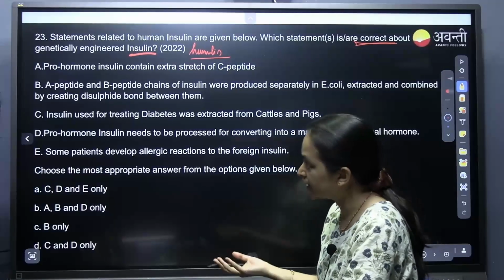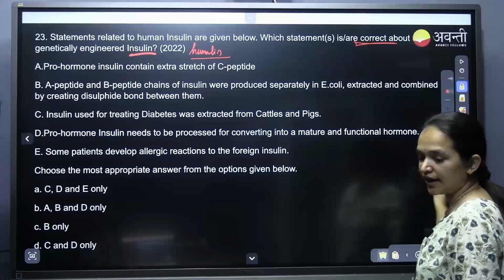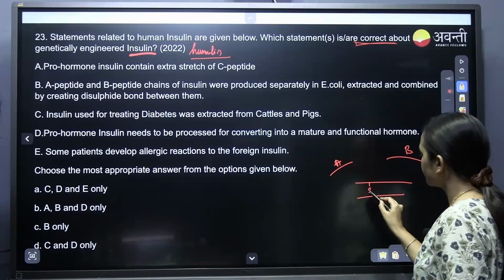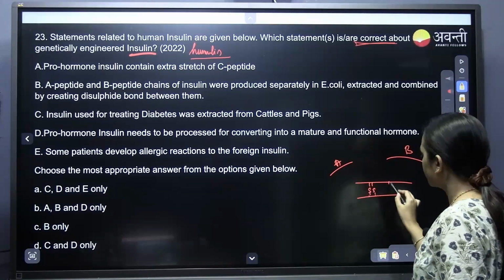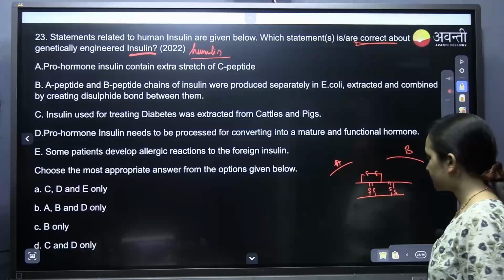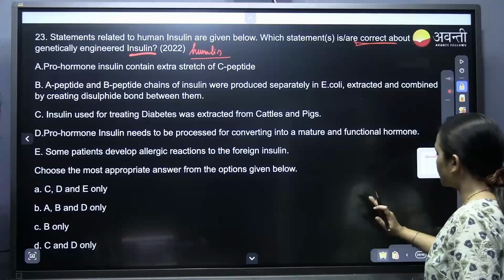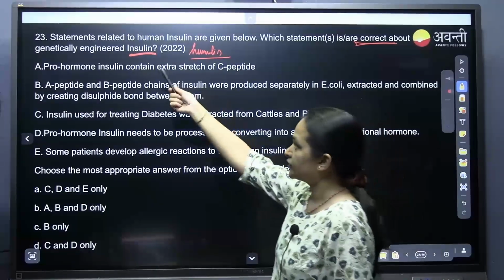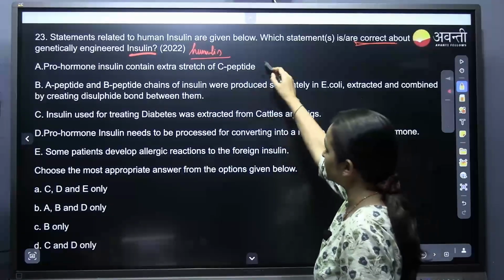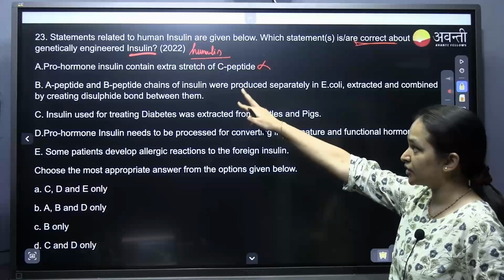In genetically engineered insulin there is no prohormone. We are actually taking two different E. coli, and in one we are preparing A, in another we are preparing B, and between A and B we are making the disulfide bridges, isn't it? So, in genetically engineered insulin, is there any C peptide? There is no C peptide. As a statement it is correct, but with respect to genetically engineered insulin, that is wrong.